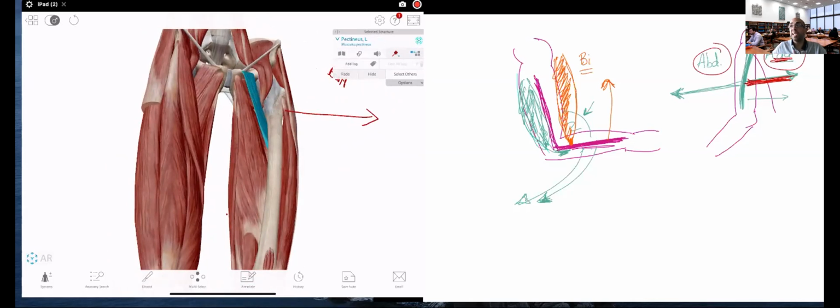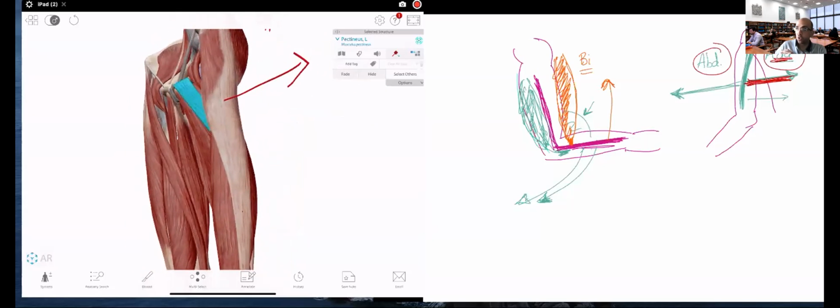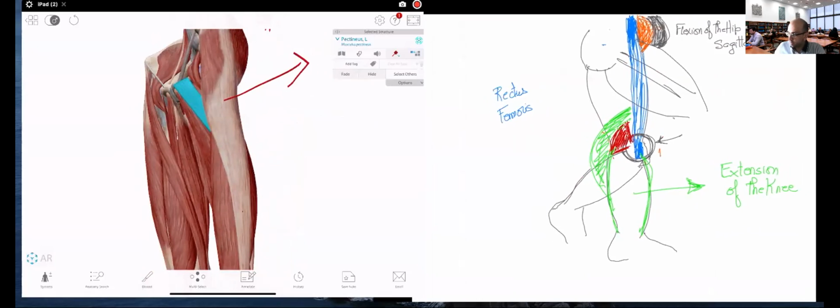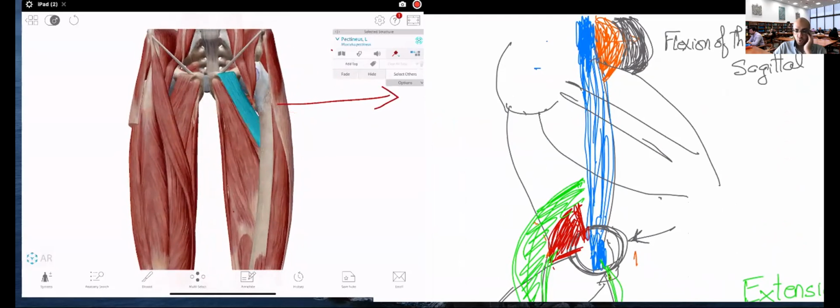So they are aiding in what action? Flexion or extension? If I am located in the front of the hip joint, what action would I be performing? Flexion of the hip. So I am aiding in the flexion of the hip joint. What is the most prominent action?